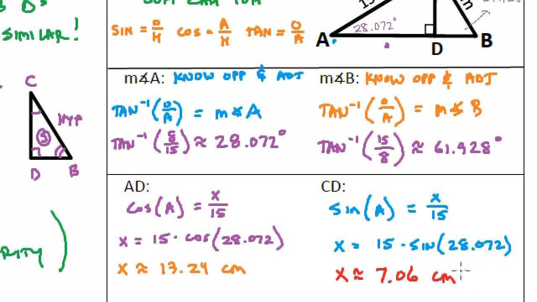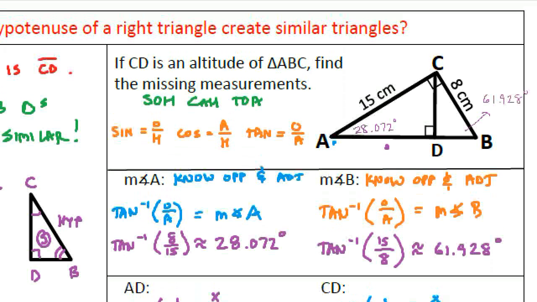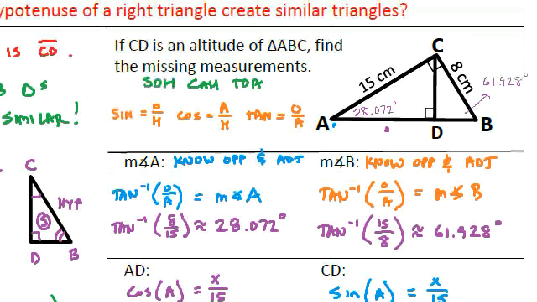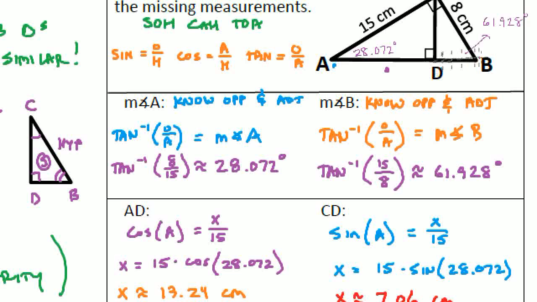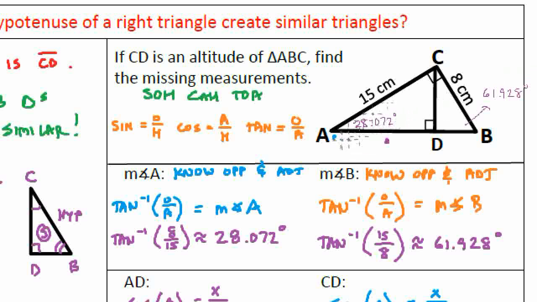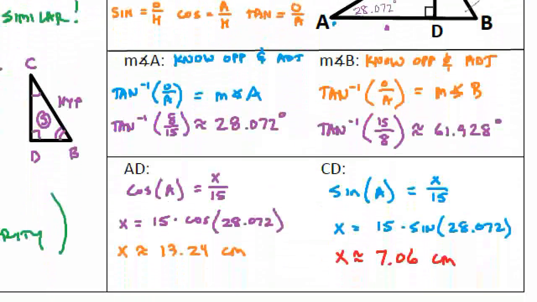Now, we just found two lengths with this special property of right triangle similarity with an altitude. I could find every other side the same way. I could find DB. This piece right here is missing. I can find angle ACD. I can find angle DCB. Every part of this diagram, I can solve using trigonometry because I know that these three triangles that were made are all similar.